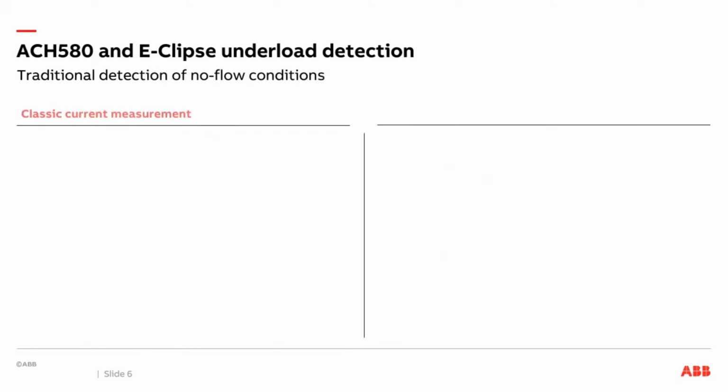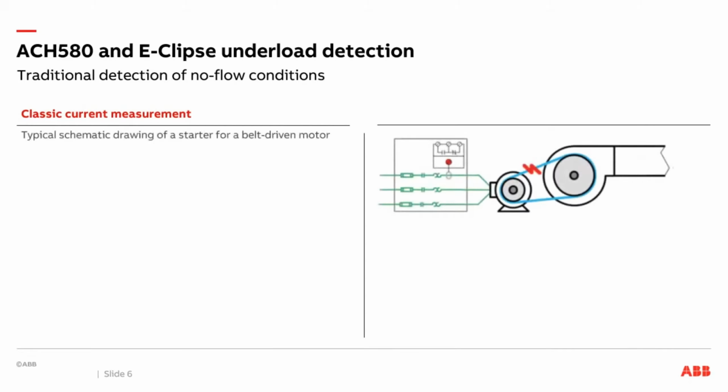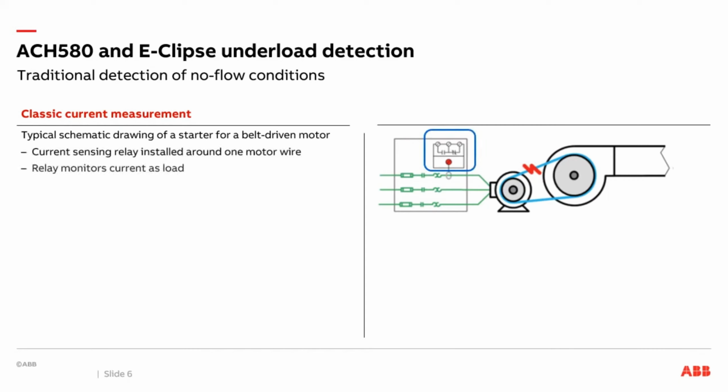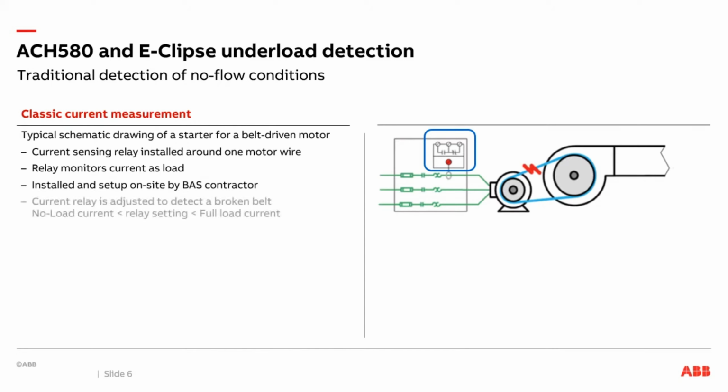Let's start with the drawing on the right. It represents a classic belt-driven fan with a motor starter circuit. When the contactor closes, the motor runs at full speed. A current sensing relay is shown in the blue box. That relay is monitoring the motor's current to determine load. The sensor is usually installed and adjusted by a building automation contractor, and the relay is set to trigger on a level higher than no load and less than full load.